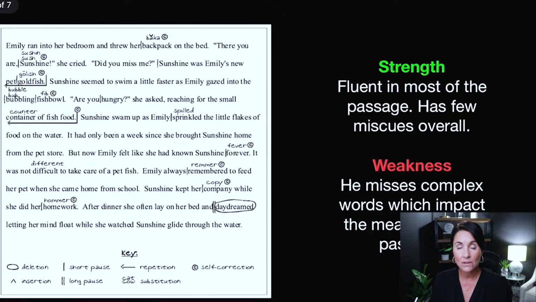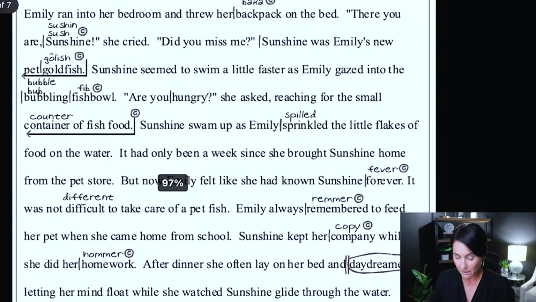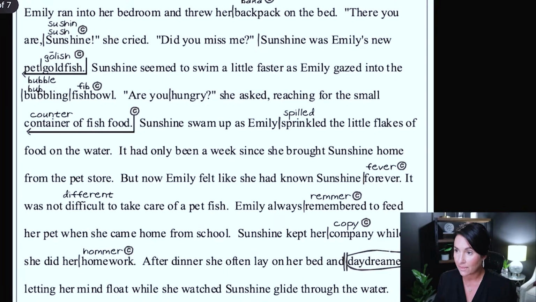Okay, so let's take a look at this running record and see where the strengths and the weaknesses are for Daniel. All right, so let's zoom in, and you can see here that he doesn't mess up a whole lot of the time. There's a big portion of the passage where he's reading fluently. And where he does mess up or miscue, he self-corrects, right? Because this little C with a circle around it is self-correction.